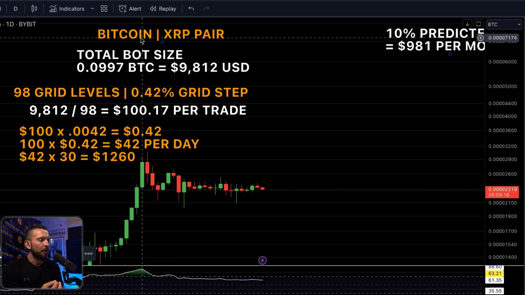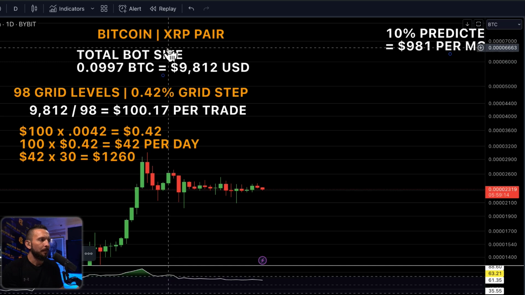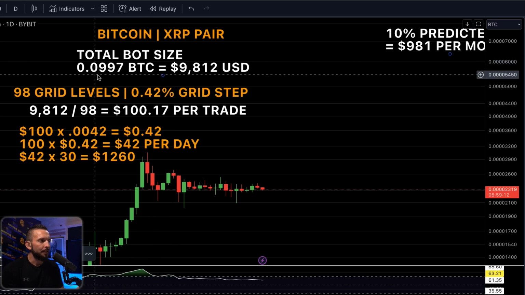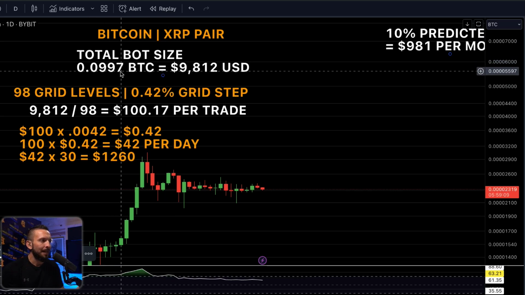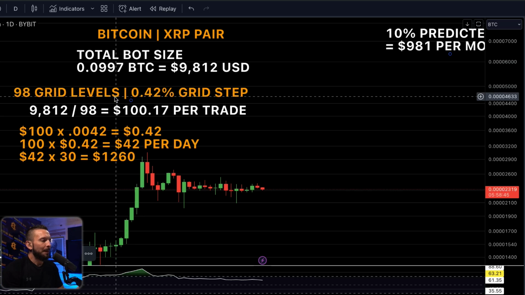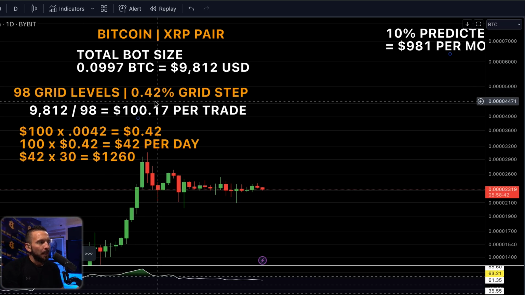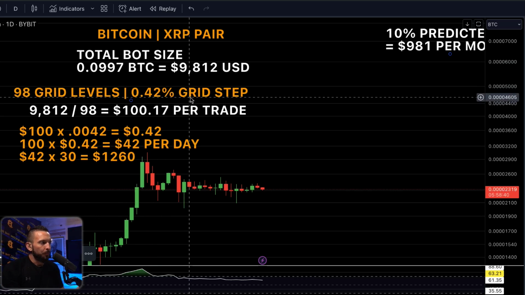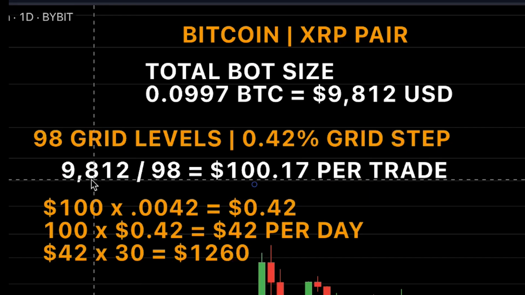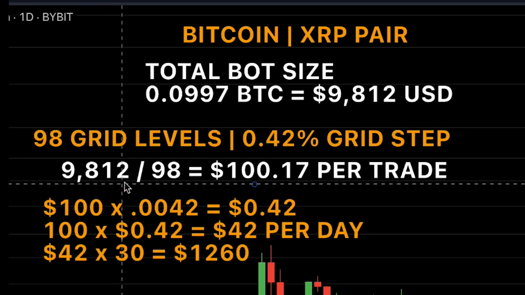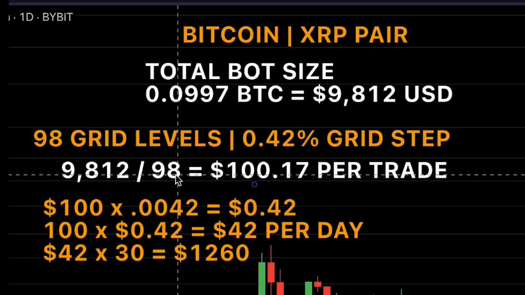So I kind of want to walk you through how this setup process worked and what the grid levels are and how these bots interact. So how we are going to set this bot up is we're going to be trading a Bitcoin XRP pair. The total bot size is going to be 0.0997 BTC, which is going to come out to a total of $9,812 of USDT. We're going to set this bot up with 98 grid levels, and we're going to set the grid step to 0.42%.